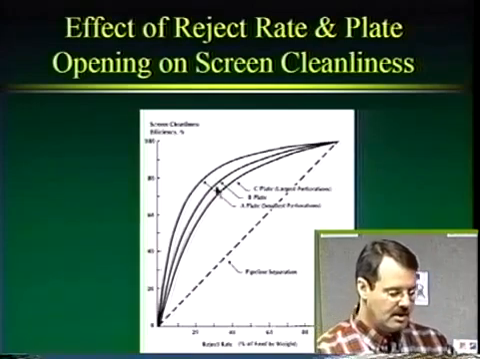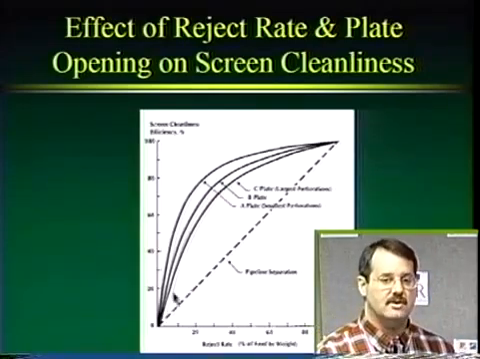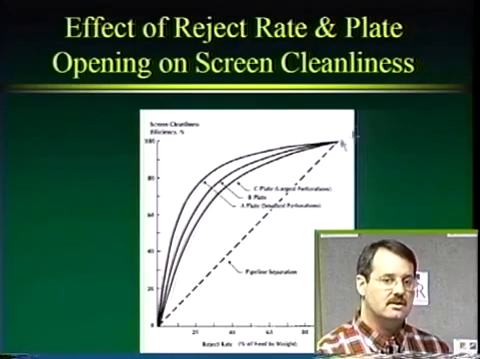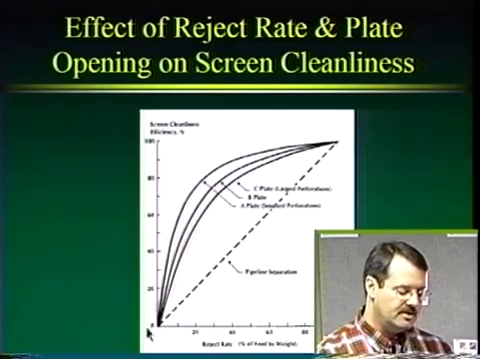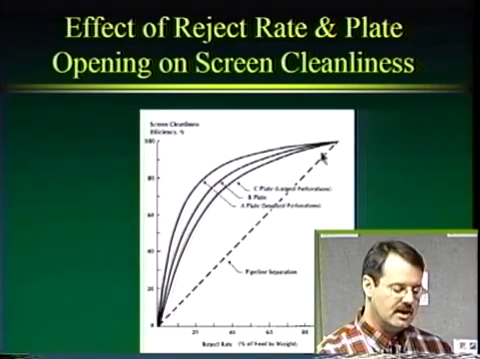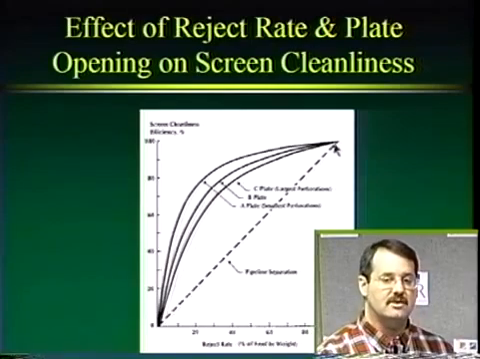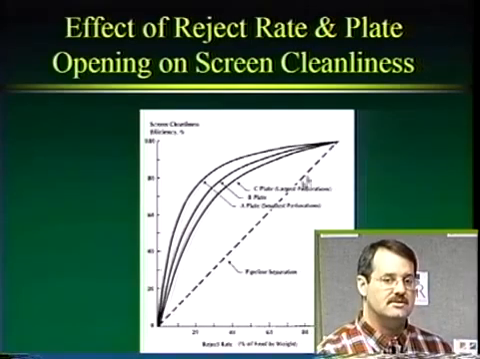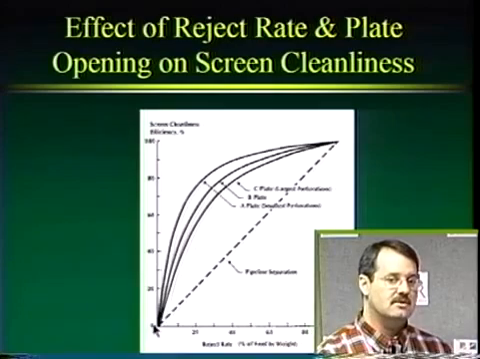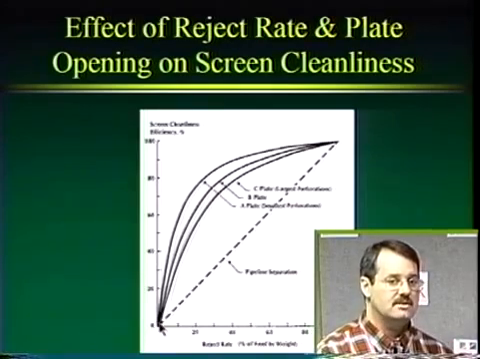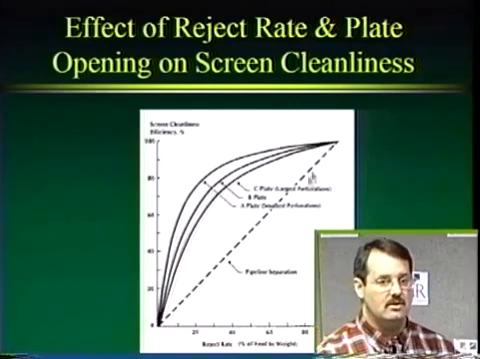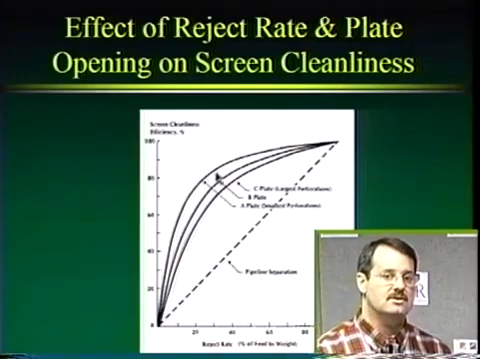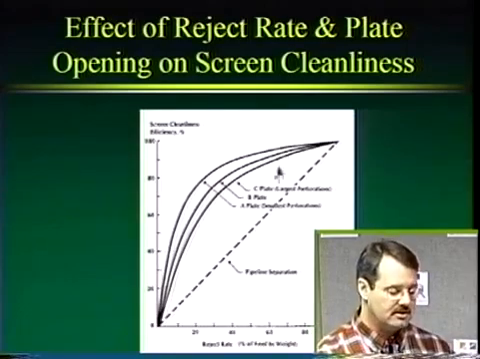Now, a couple other things about this graph. This dashed line right here is pipeline separation. So if we just had a pipe and a Y, no screening, this would be exactly what we get. So if we rejected 100% of our flow, we get 100% of our rejects. If we rejected 0% of our solids, we would get 0% cleanliness efficiency, for instance. So this is the worst case scenario, and here are screens that are performing better than the worst case scenario.